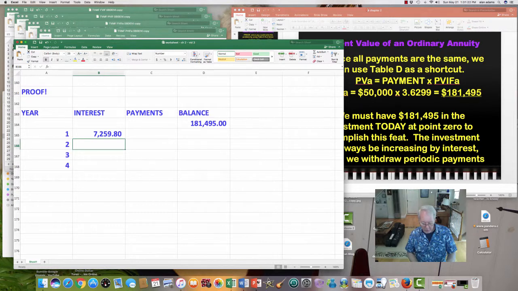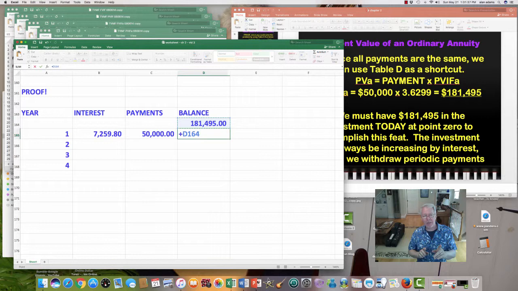So in year 1, we are going to make $7,259. Okay? On the last day of the first year, we then take out 50 grand. Okay, so now watch the math here, guys. I'm going to take my starting balance of $181,495, I'm going to add the amount of interest that I gained during the year by that money working for me.